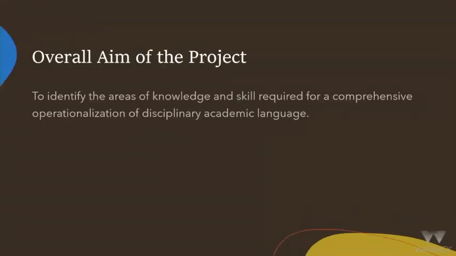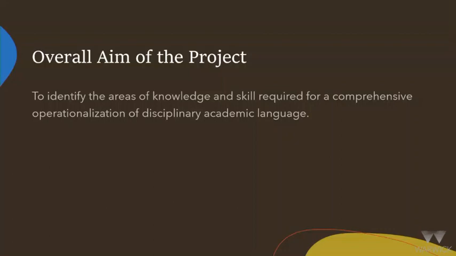So in this part of the talk, I'll briefly outline the background to our work in terms of the theory and the approach that we're using. And I have to emphasise that we're at a very early stage and that this is a work in progress. So the overall aim of our project is to identify the areas of knowledge and skill required for a comprehensive operationalisation of disciplinary academic language.